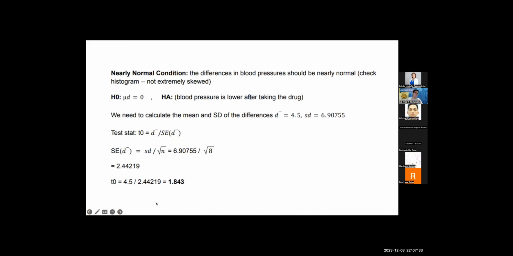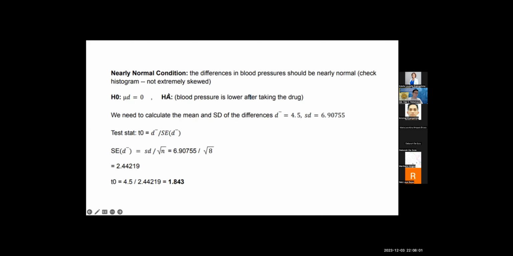So same thing kanina. So we always go back to the steps para hindi mawala. So the first thing is to graph the difference data using a histogram to confirm that they are really normally distributed. Kasi if not, then we forget about the paired t-test. Okay, they should be normally distributed first.